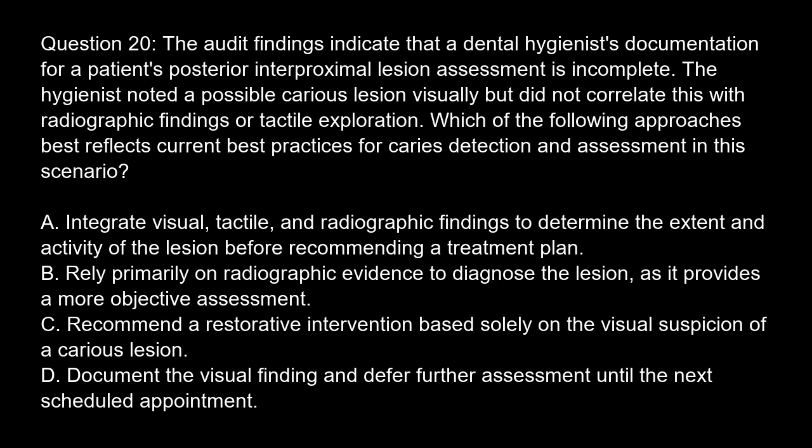Option A. Integrate visual, tactile, and radiographic findings to determine the extent and activity of the lesion before recommending a treatment plan. Option B. Rely primarily on radiographic evidence to diagnose the lesion, as it provides a more objective assessment. Option C. Recommend a restorative intervention based solely on the visual suspicion of a carious lesion. Option D. Document the visual finding and defer further assessment until the next scheduled appointment.